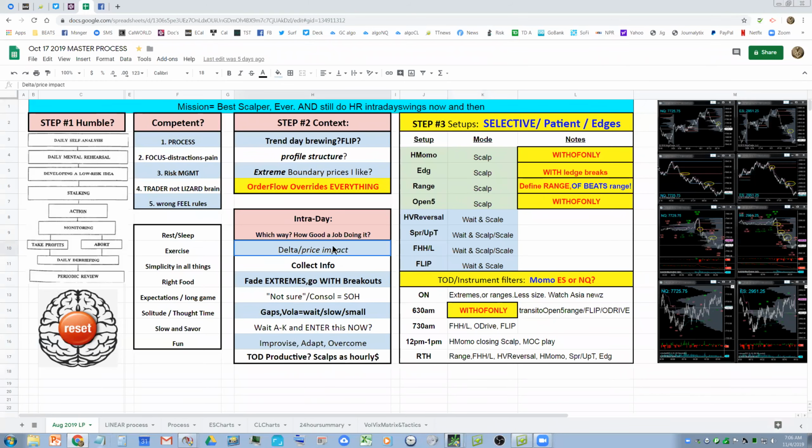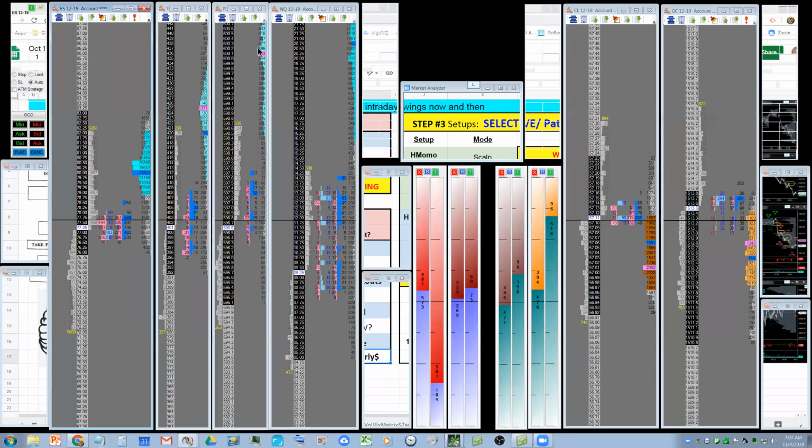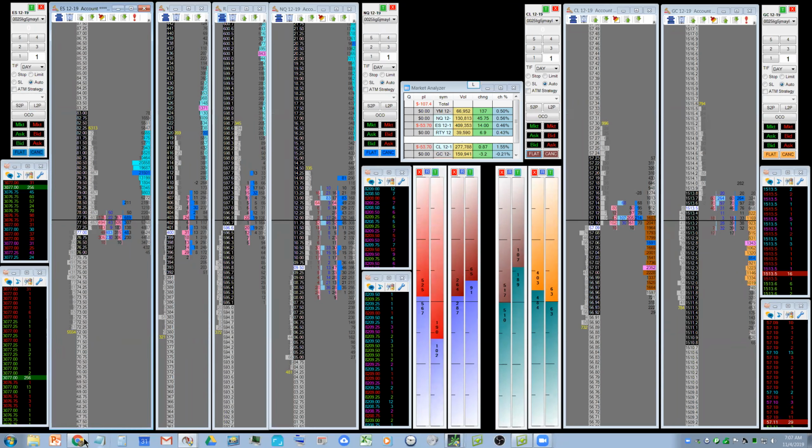Delta and price impact, inconclusive. Collecting info, inconclusive. Definitely consolidation. We have a gap. We don't have volatility. Would I enter this now? No, it's risky. It's hard to figure out. Do I need to improvise? No, that's thinking outside the box. And could I make money scalping this hourly? It would be really hard. So I'm at the conclusion that I'm just going to watch. And remember this other graphic?